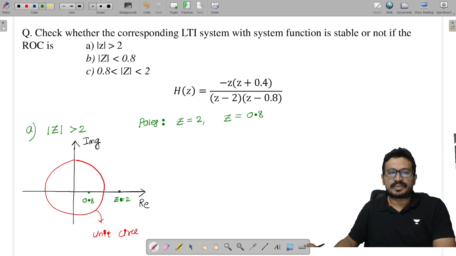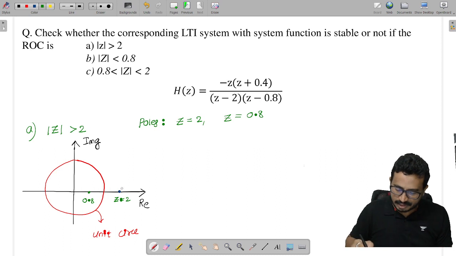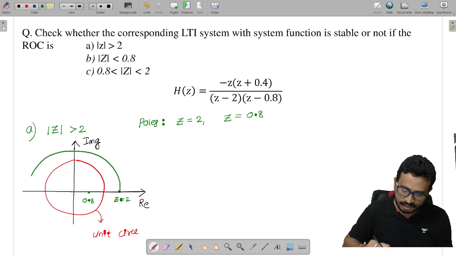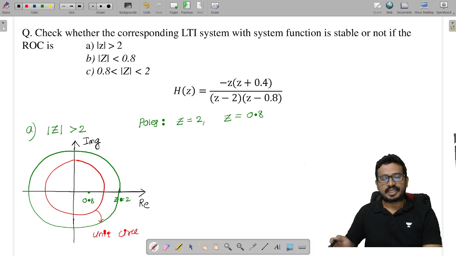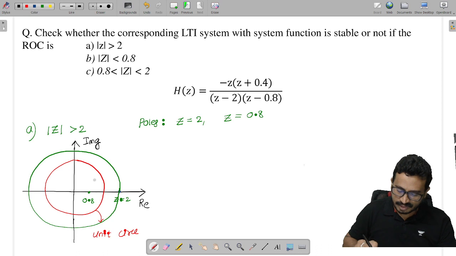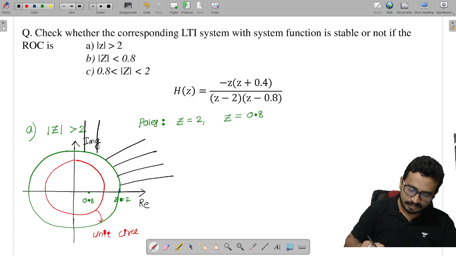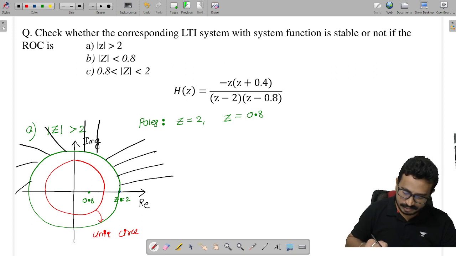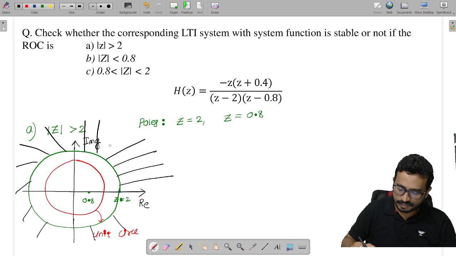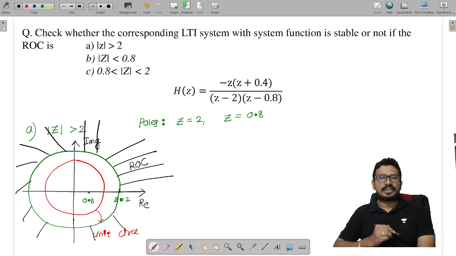Now the ROC is given as mod z greater than 2, so I am drawing one more circle here. Greater than means outside, like this. Does this ROC include the j omega axis or not? No.